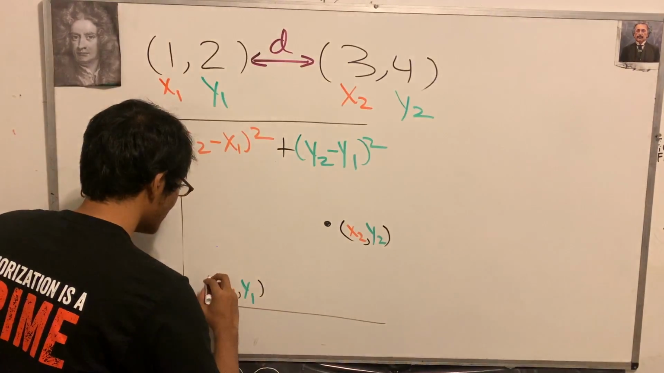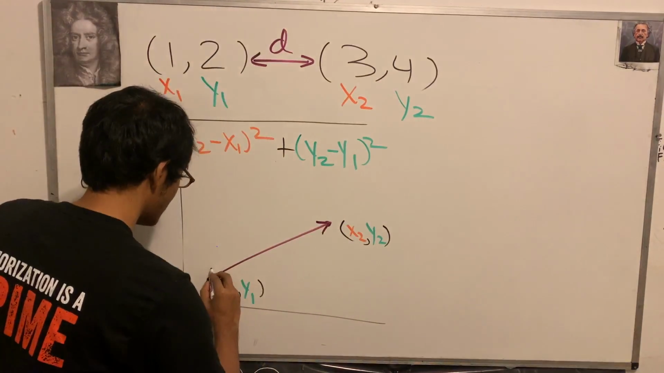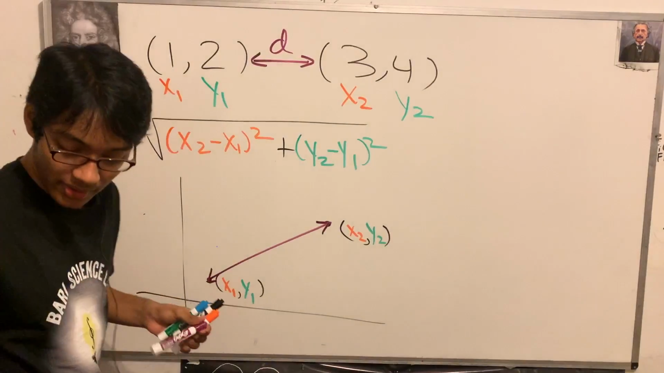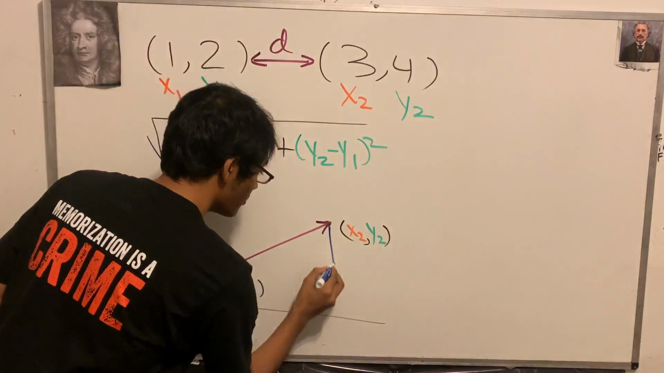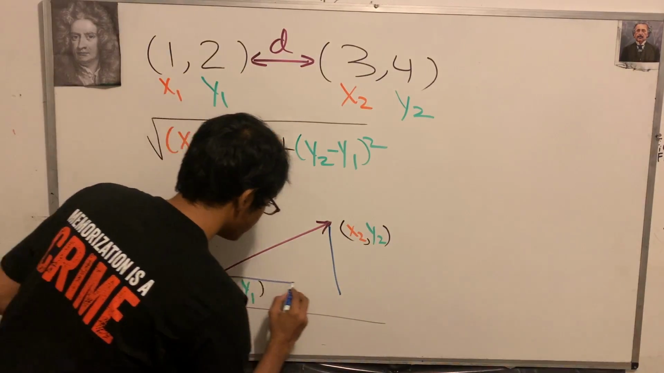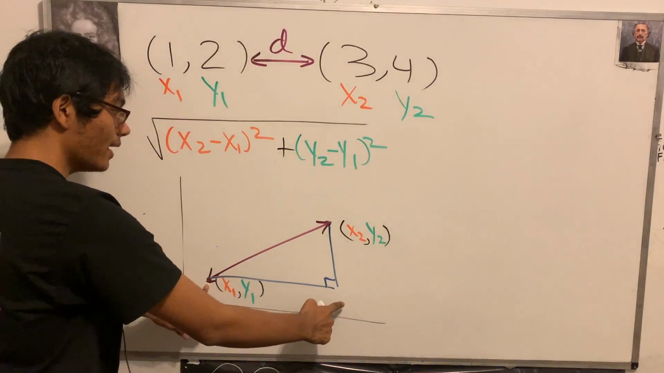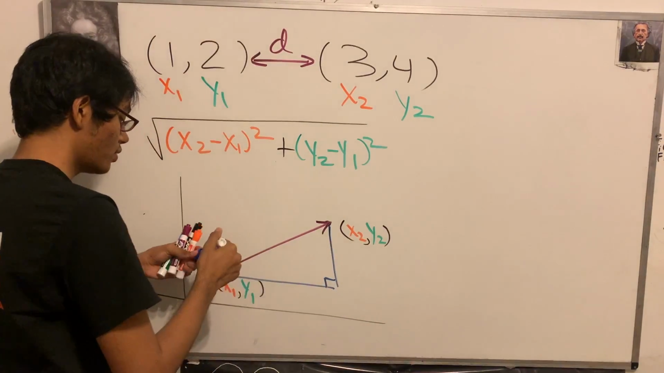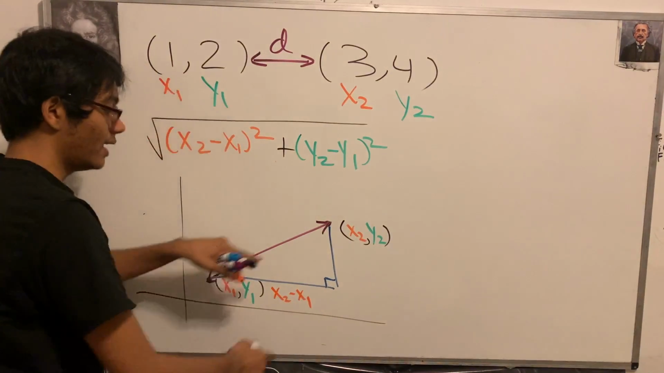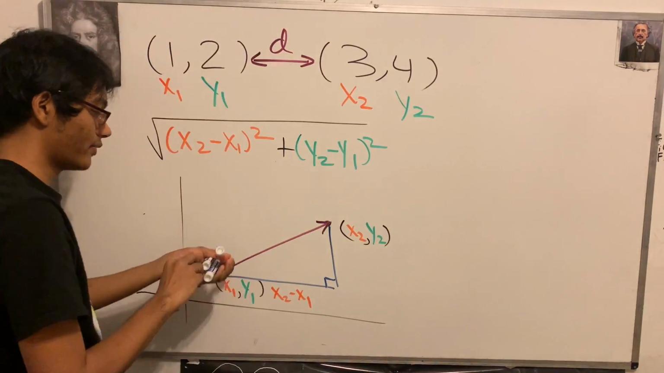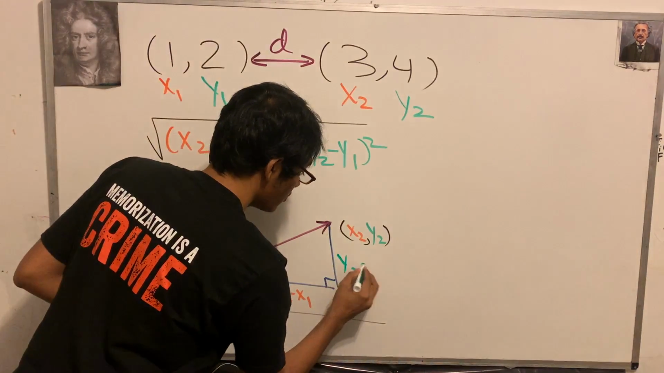And how do you find this distance, this purple distance over here? How do you find how big this distance is? Well, you might know to use the Pythagorean theorem. What does the Pythagorean theorem tell you? Well, it says make a right triangle. So if you make a right triangle, what's the length of this side? Well, hey, it's going to be the difference in the x coordinates. So that's going to be x2 minus x1. And what's the length of this side? Well, this side over here, that's going to be the difference in the y coordinates. In other words, y2 minus y1.